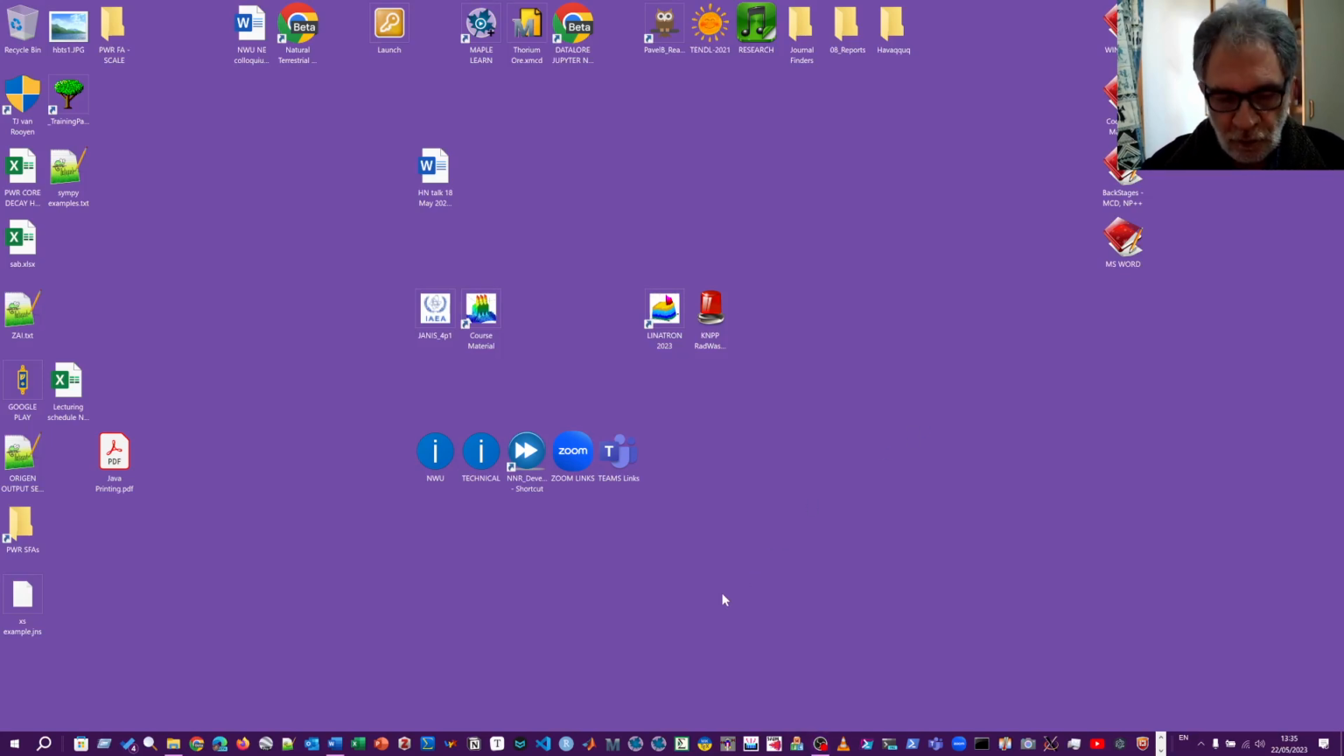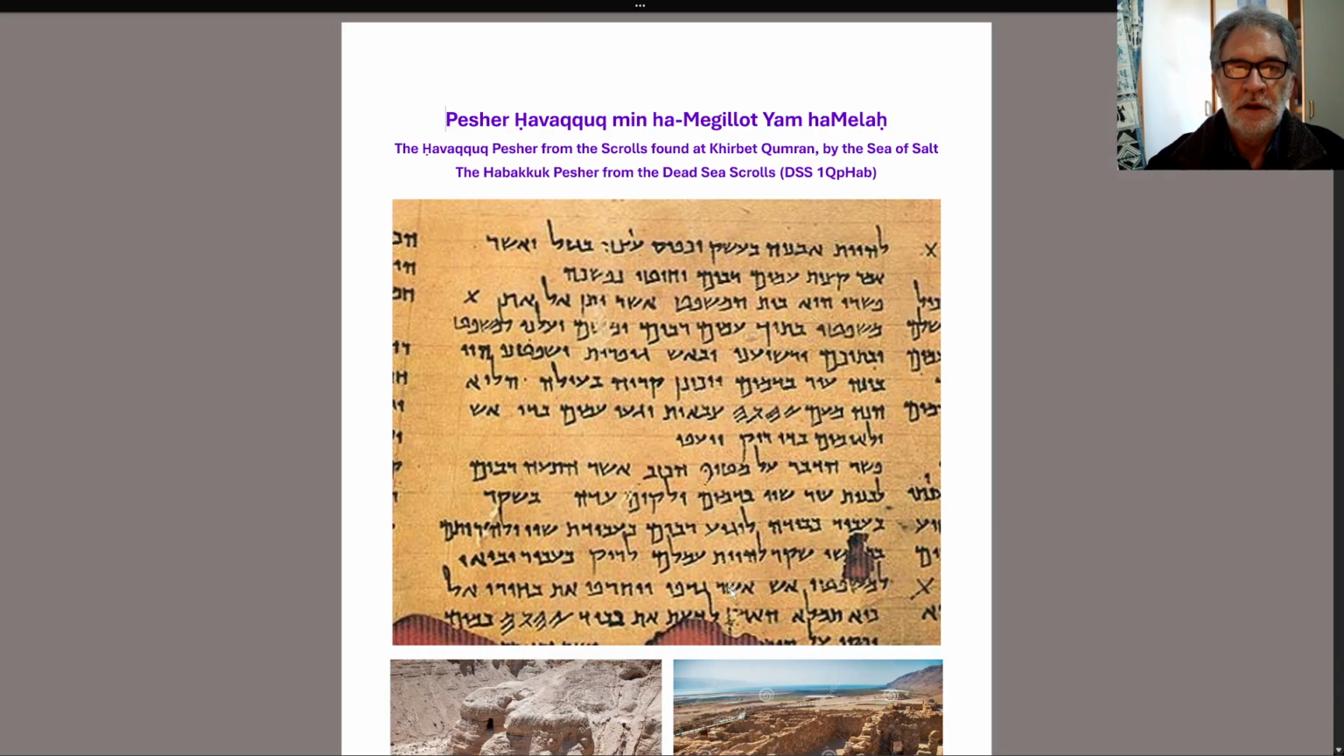Okay, so let us begin. Today we're going to look at Pesher Habakkuk Min HaMegillot Yam HaMelech, the Habakkuk Pesher from the scrolls found at Khirbet Qumran by the Sea of Salt. In more conventional English, the Habakkuk Pesher from the Dead Sea Scrolls.